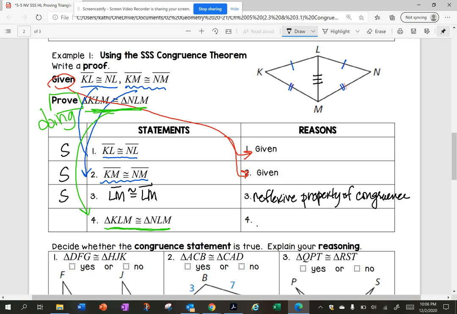Okay, we've seen this quite a few times. Anytime something is equal to itself, we call that the reflexive property of congruence. So now I have 3 pairs of sides, so I call this side, side, side triangle congruence.